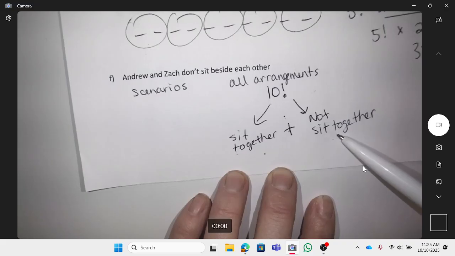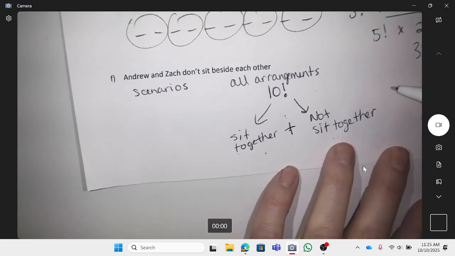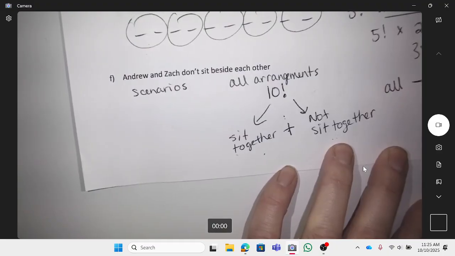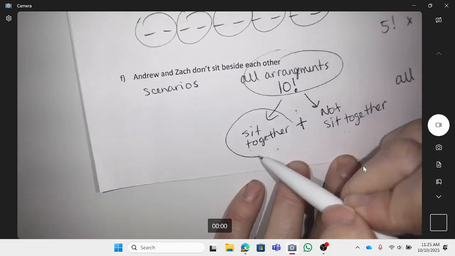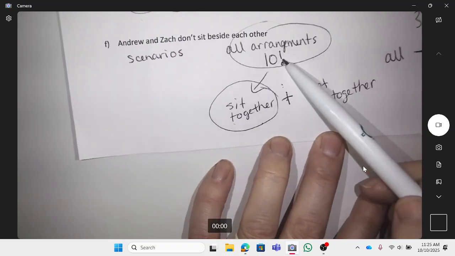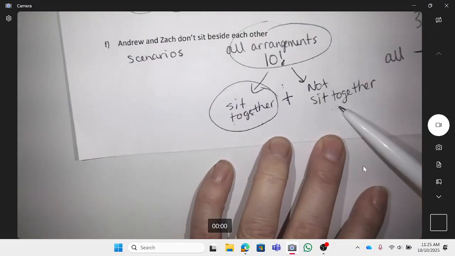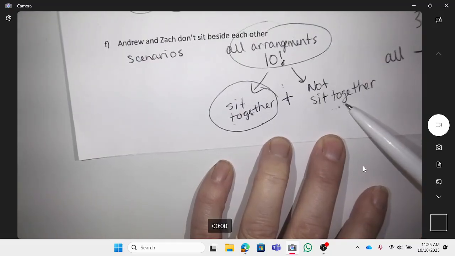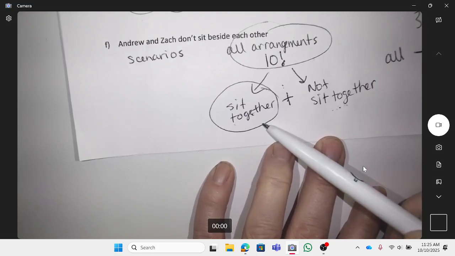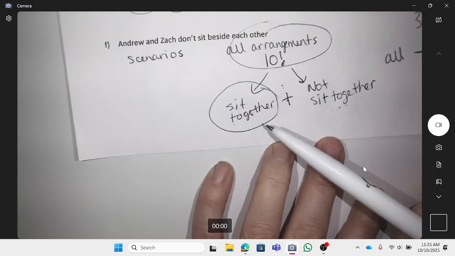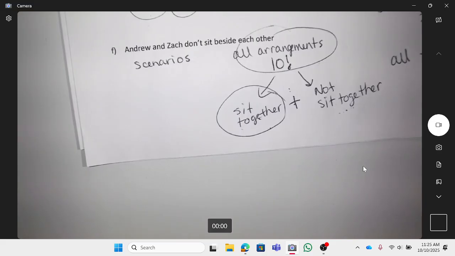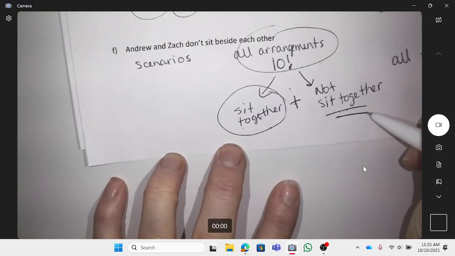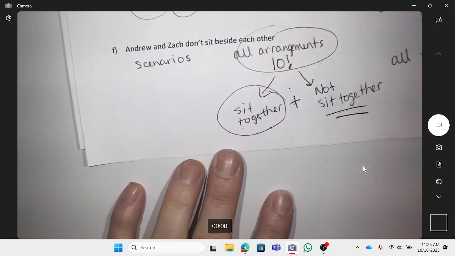Okay, so here's what I'm going to do. I'm going to take all minus the opposite event. So if I do this, subtract this, I can figure that one out. Does that make sense? Because do we know how to do when they sit together? Yeah, now we know how to do that one. So out of all the arrangements, there's going to be arrangements where they're either sitting together or not sitting together. So to get that, we're going to subtract those numbers.